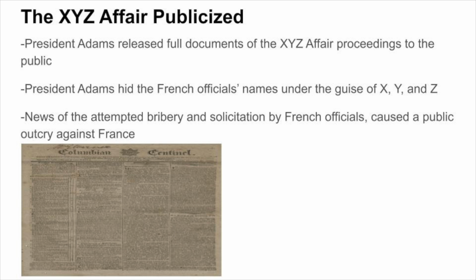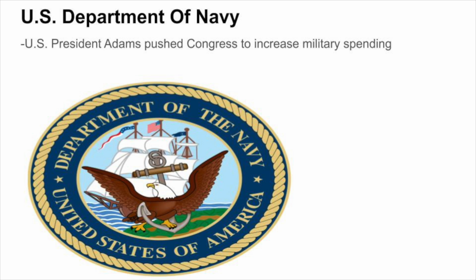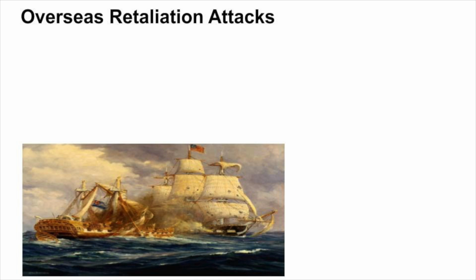When news of the attempted bribery and solicitation reached the American public, there was public outcry against the French. President Adams used this outcry to prepare for a possible war with France by pushing Congress to increase military spending. Congress subsequently created the Department of the Navy.